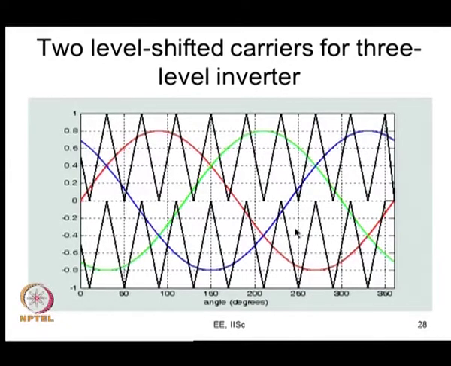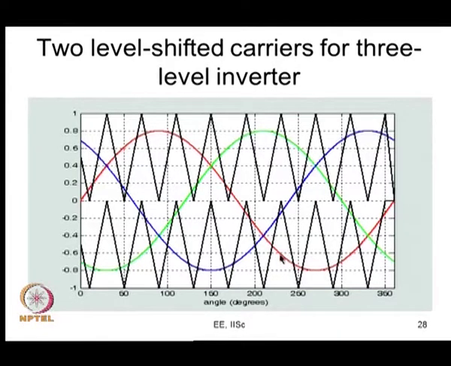So, how do you do this? What could be the switching logic? For example, if you consider R phase, here it is greater than both the carriers, then VRO is plus 0.5 VDC, which means S1 and S2 are both high, and you take a situation here where MR is lower than both the carriers. So, in that case S3 and S4 are high.